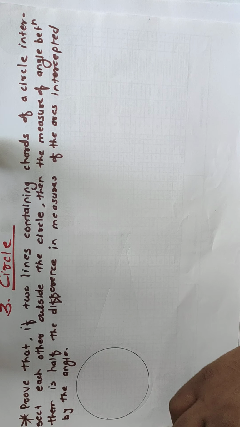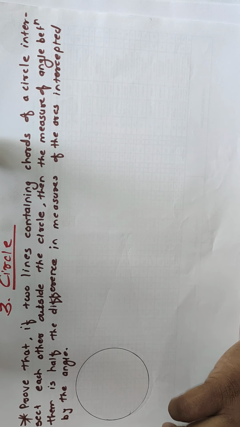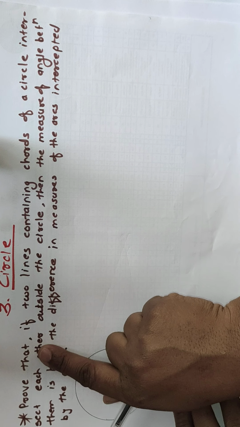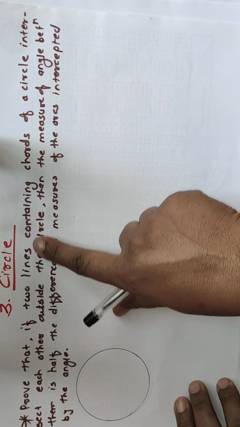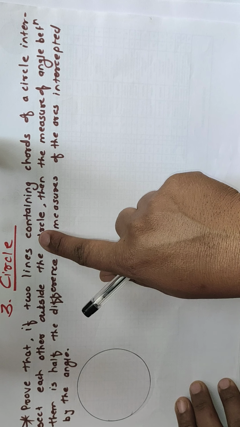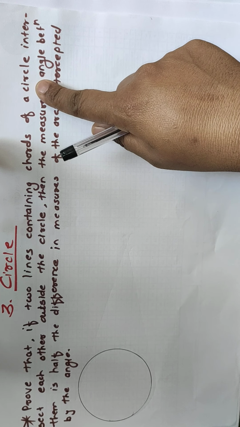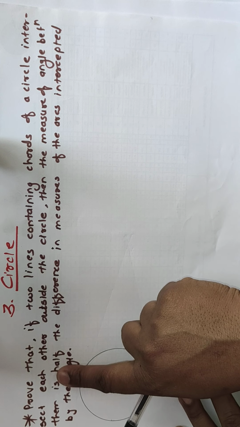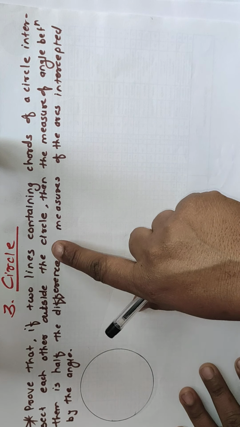Hello children, today we see the next theorem from our lesson Circle. The statement of the theorem is: prove that if two lines containing chords of a circle, two lines are there and these are the chords of a circle, intersect each other, they are intersecting each other outside the circle.